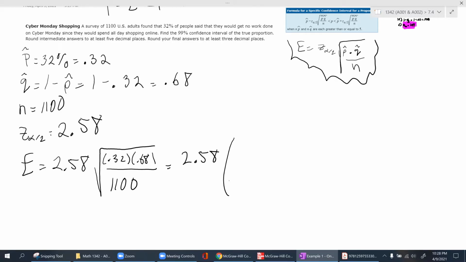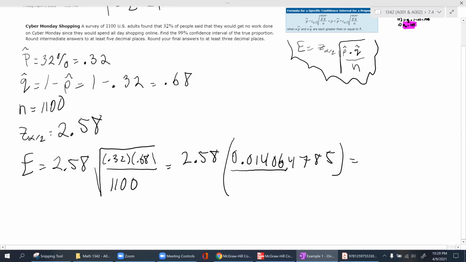I get 0.00140647885. I'm going to multiply that answer in my calculator times 2.58, and this here ends up giving me an intermediate answer. So all these intermediate answers, we're going to round this middle part up to 5 decimal places. So here I would do my margin of error, 0.03629.